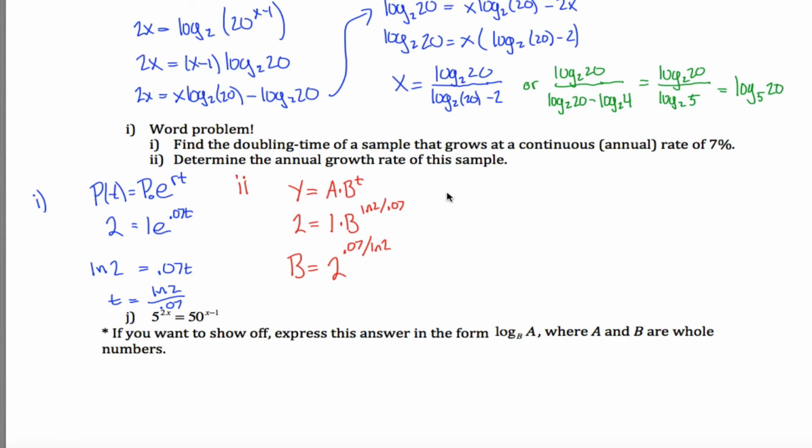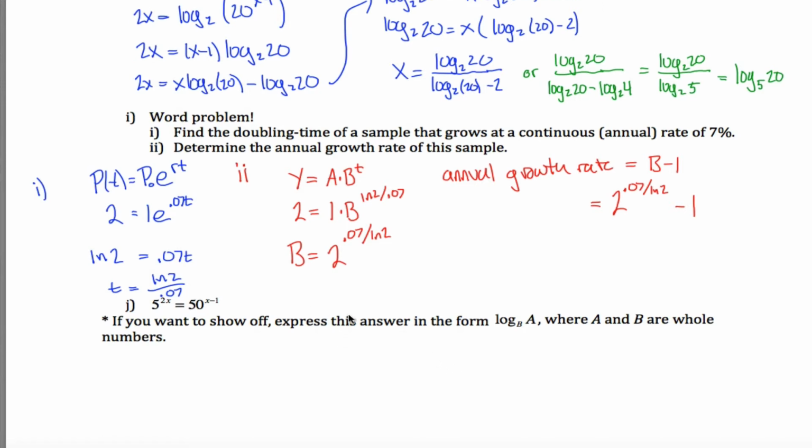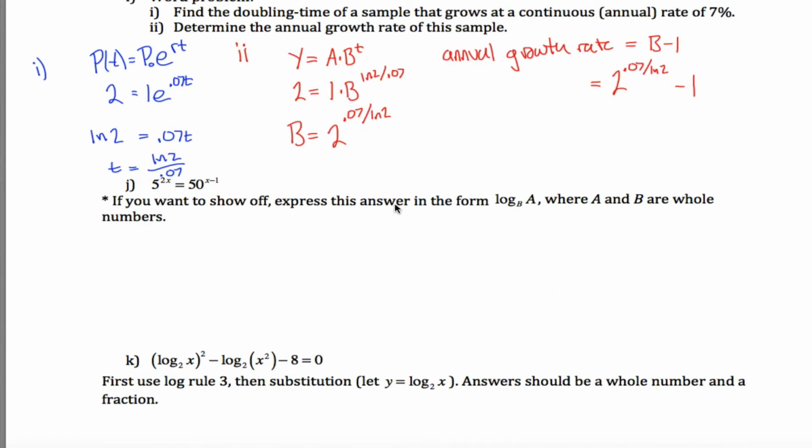And so my annual growth rate is equal to b minus 1, which is equal to 2 raised up to the 0.07 divided by the natural log of 2 power, minus 1. If you want to show off, express this answer.